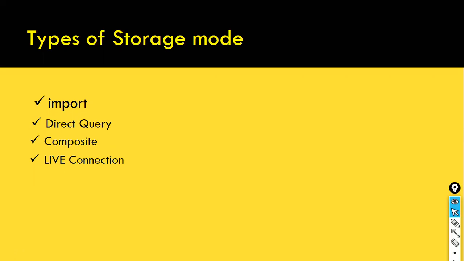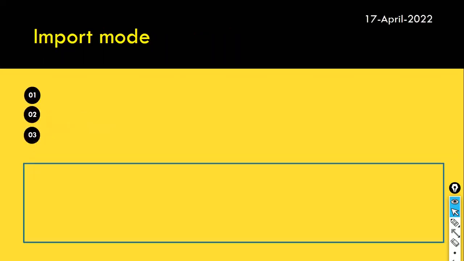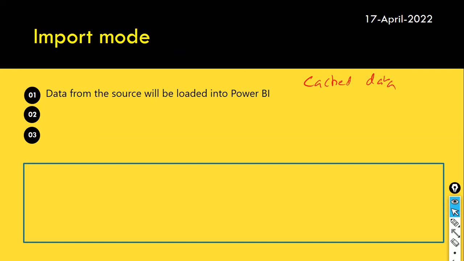To start with, we will start with the import mode. Okay, so what is import mode? This is the default one. Import mode is the most widely used, and it is the default one when connecting to data sources. It is also referred to as cached data. Hence, the performance is faster. Anything, if you cache it in memory, the performance will be faster.